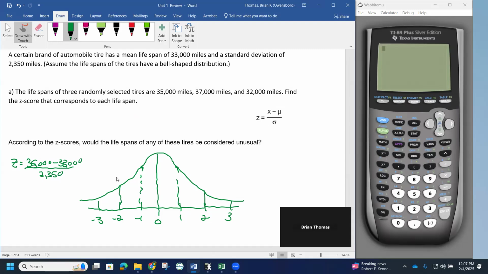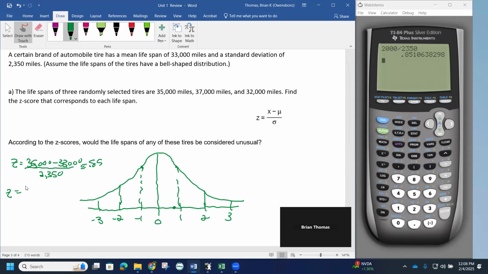So 35,000 minus 33,000 is 2,000. Then if we divide that by the standard deviation of 2,350, that turns into a z-score of, if we round to the hundredths place, 0.85. So 0.85 would be about here, as an approximation. It's not quite one standard deviation from the mean.